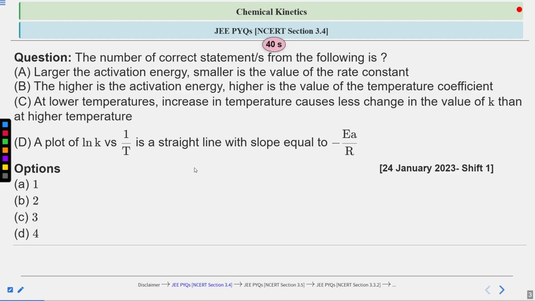So you got some time here to solve this, then we will see the correct answer.